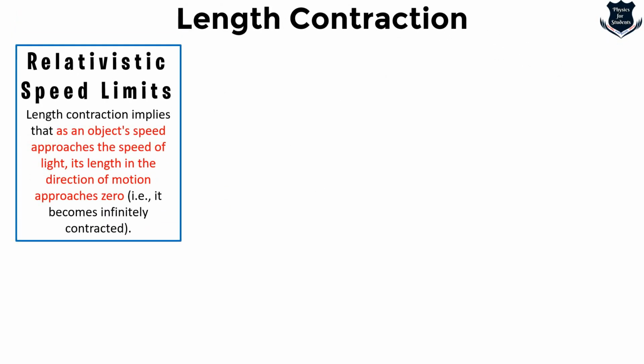Now there are relativistic speed limits, because length contraction implies that as an object's speed approaches the speed of light, its length in the direction of motion approaches zero. Now this is a key feature of special relativity. Why? Because it leads to the notion that no massive object can be accelerated to or beyond the speed of light. It sets a kind of limit.